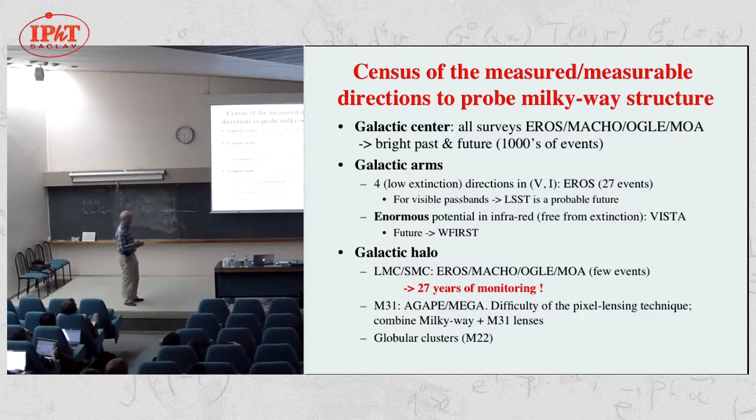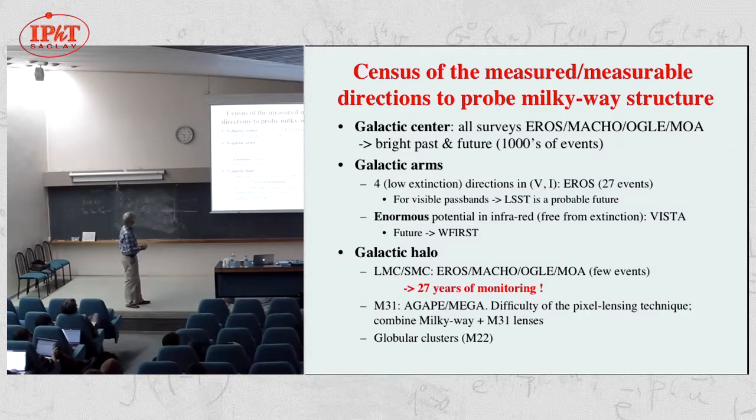There is a very strong community working on this. Towards the galactic arms, if you go farther from the Galactic Center, to my knowledge there is only EROS. That's the only collaboration that has monitored the microlensing in these directions with only 27 events, which is not bad, because you can have some direct information on the distribution of mass in the galactic plane.